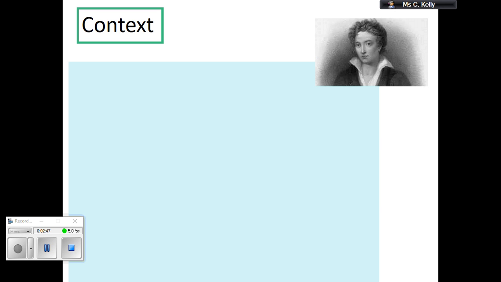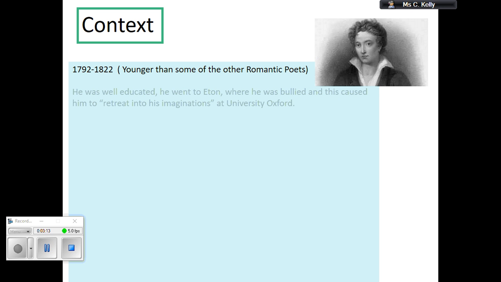So context. Shelley was born in 1792 and he lived till 1822. He was younger than some of the other Romantic poets, but obviously you can see from those dates that he didn't live to be very old. He did lots of his writing when he was very young. He was well educated. He went to Eton, which is a very posh private school, but he was bullied there, and this caused him to retreat into his imagination when he went to university at Oxford.